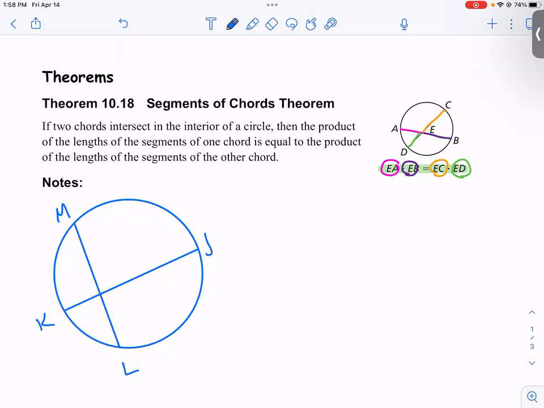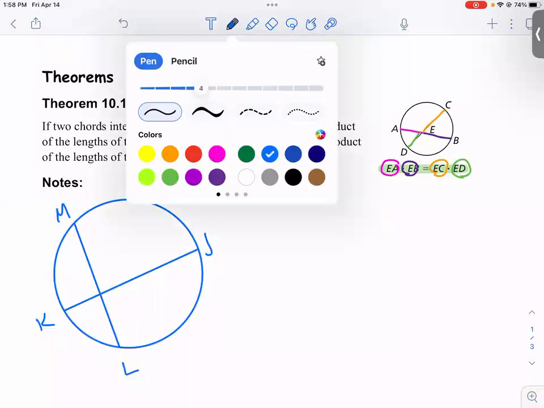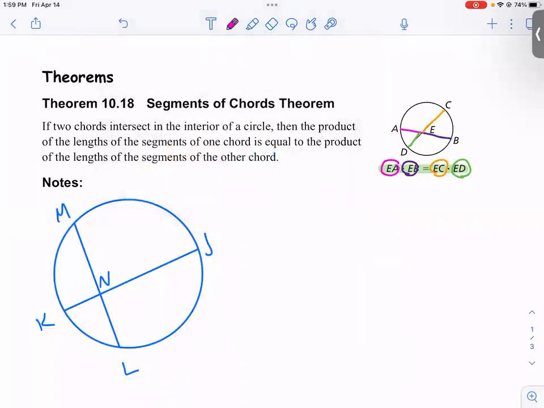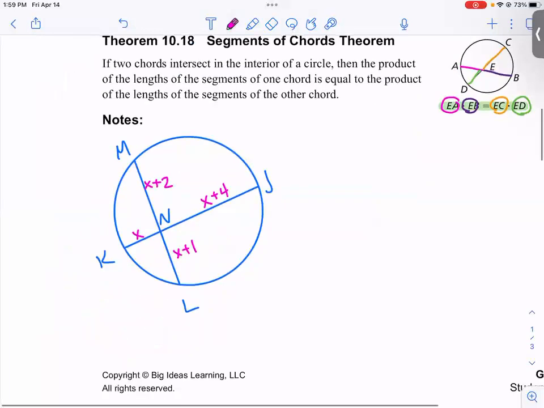Okay, I need you to label. I forgot to label this as N. Okay, NJ is X plus 4. KN is X. MN is X plus 2. And LN is X plus 1. Please label these pieces of the circle.